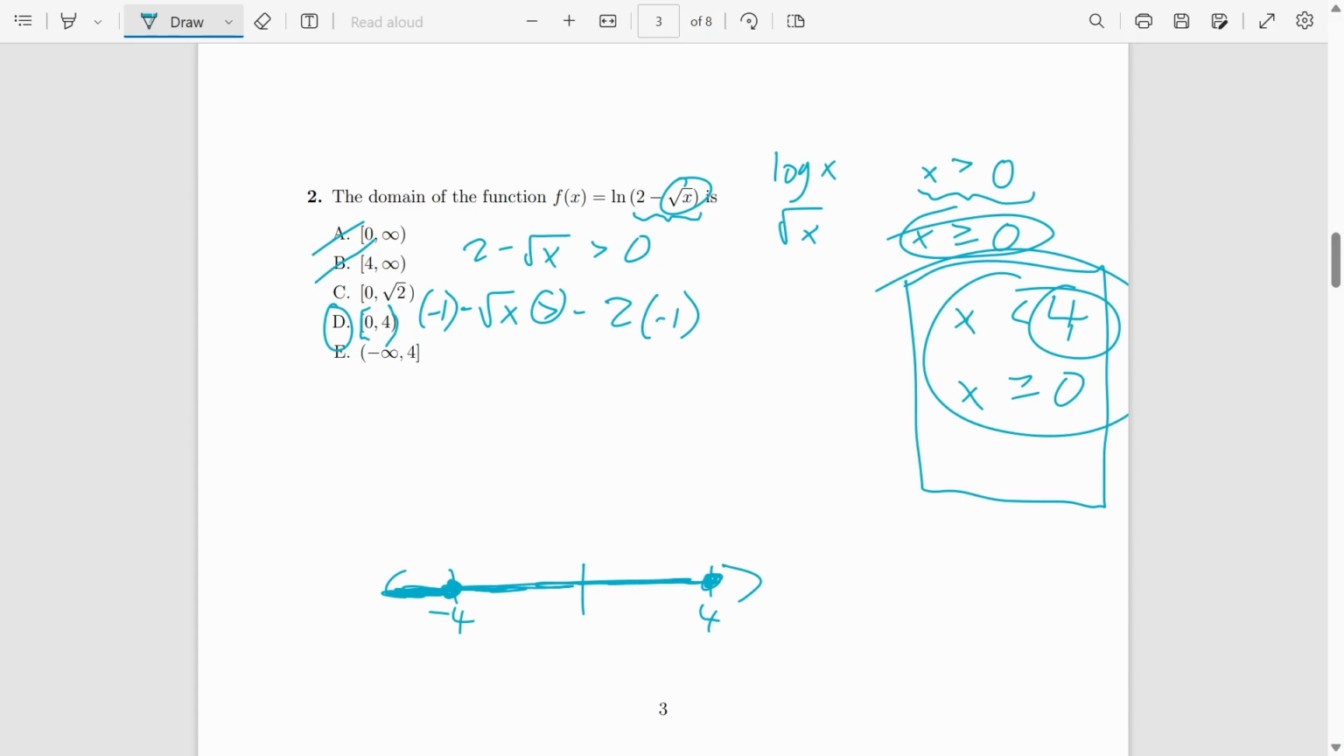C ends at root 2. I don't know. E, probably the same thing as B. They forgot to flip the inequality, so that one's wrong too. Answer is D here. The domain is from 0 inclusive to 4 exclusive. That's the fancy way of saying that.